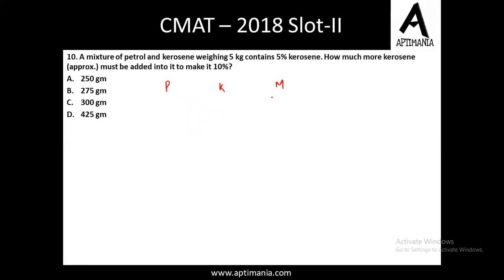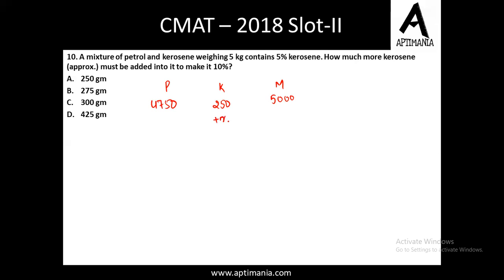The mixture is 5 kilogram, that's equal to 5,000 grams, out of which 5% is kerosene. If we calculate 5% of 5,000, we'll get 250 grams. So 250 gram is kerosene, and the rest, 4750 grams, is petrol. Now what we are doing, we are adding some kerosene to it.